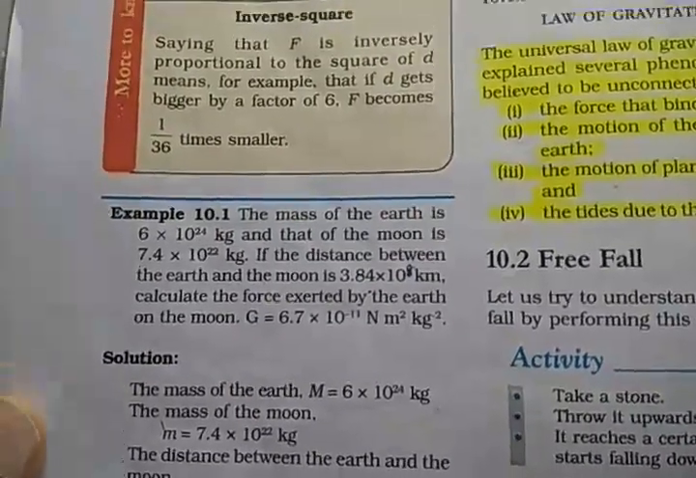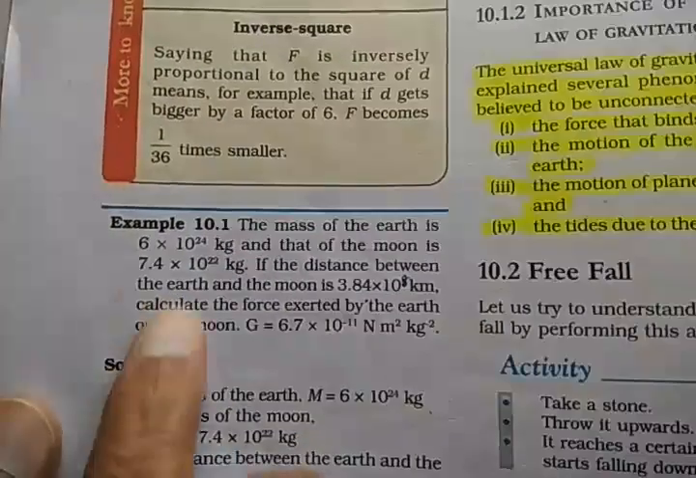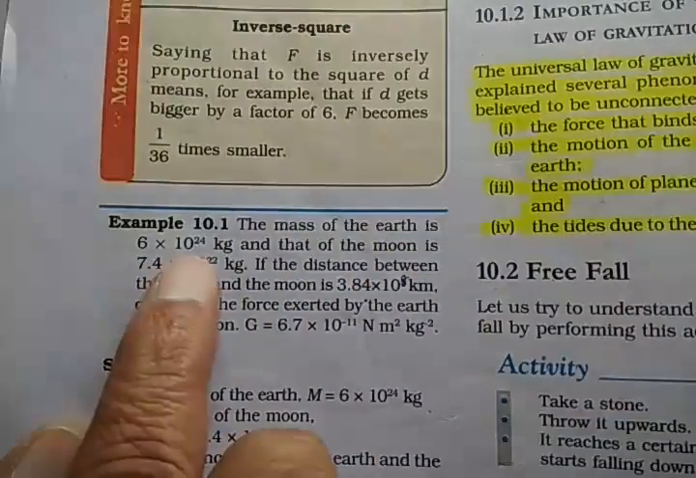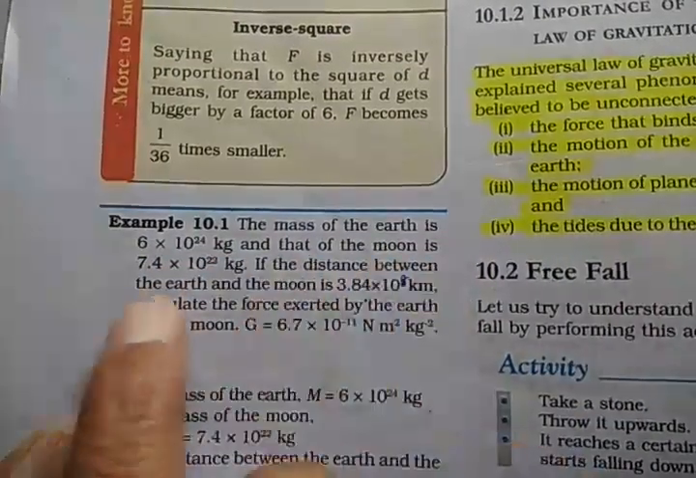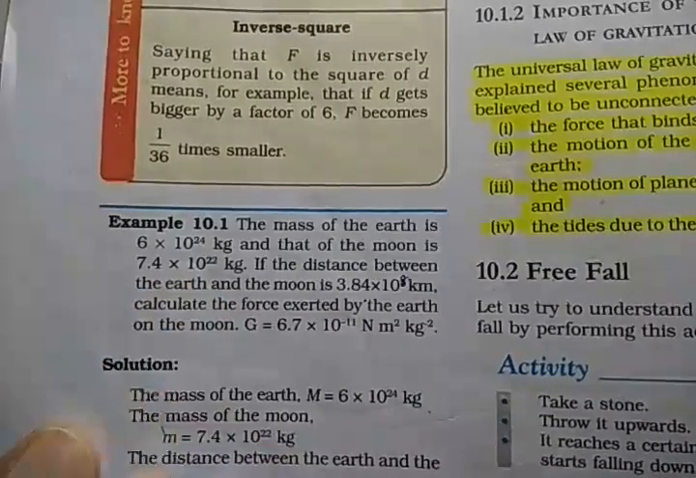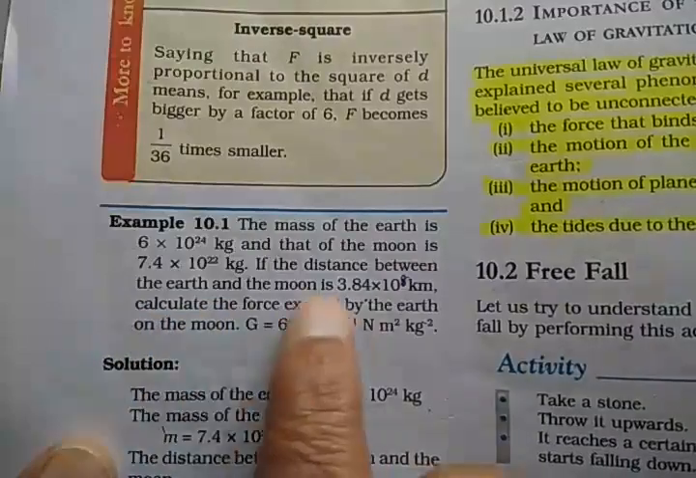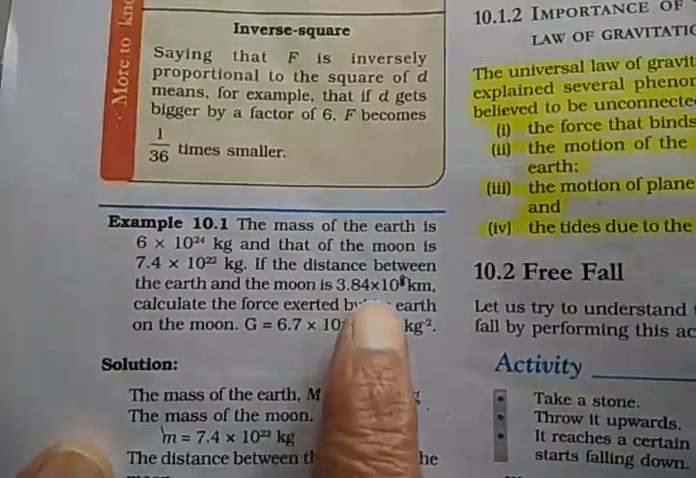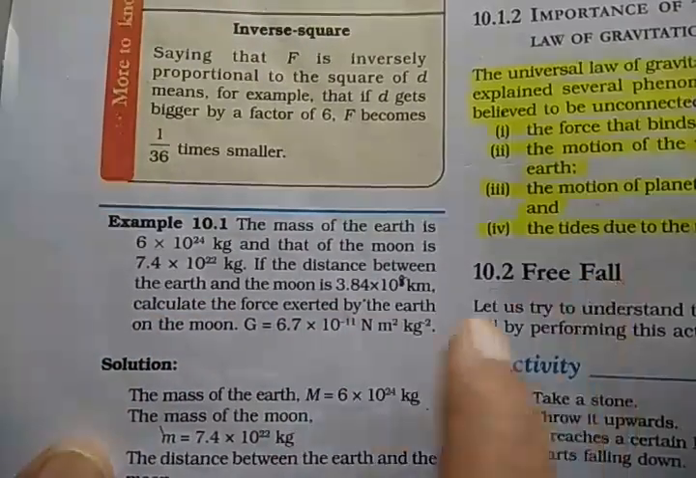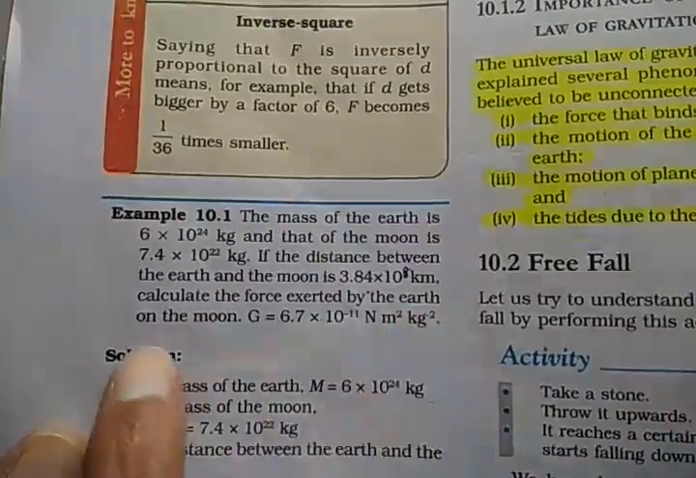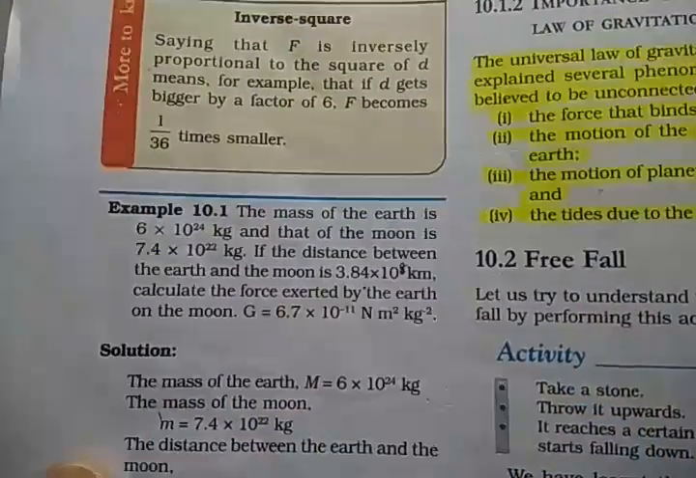So we will take this example given in the book. Example 10.1. The mass of Earth is 6 × 10^24 kg, and that of the moon is 7.4 × 10^22 kg. If the distance between the Earth and the moon is 3.84 × 10^8 kilometers, calculate the force exerted by the Earth on the moon. With all these values, it is all calculated.